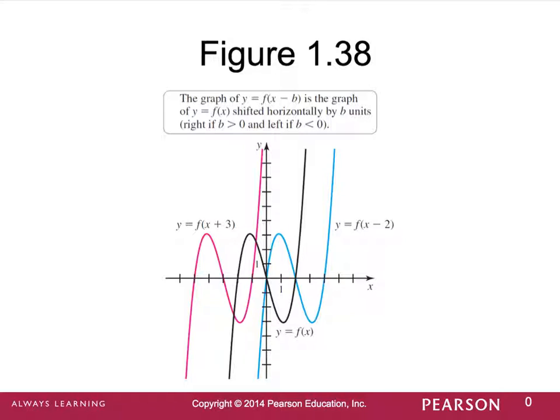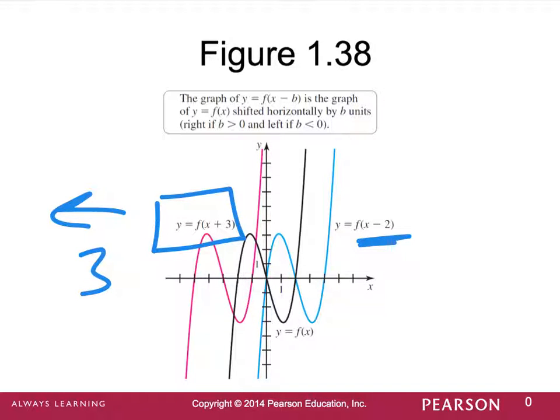Now, what's not as intuitive: if we were to add 3 on the inside of the function, so add 3 to the domain of the function, not to the range, that's actually going to shift it to the left 3. If we subtract 2 on the inside, then that's going to shift us to the right 2. A little counterintuitive in that subtracting goes to the right, adding goes to the left.